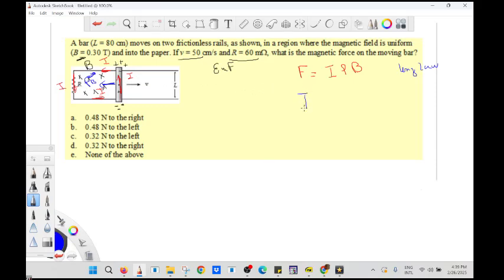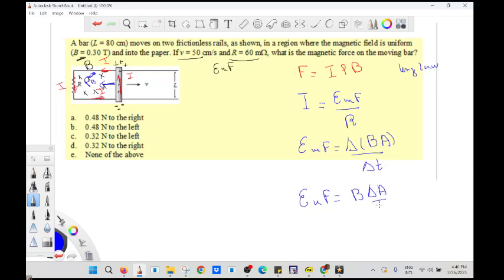Now, what do we want? We want the magnetic force, but what is the current? Because we have L, we have B. So the current will be the EMF, like a DC current, divided by the resistance R. So what's the EMF? The EMF is the change in magnetic field times area. In that case, the magnetic field is not changing.